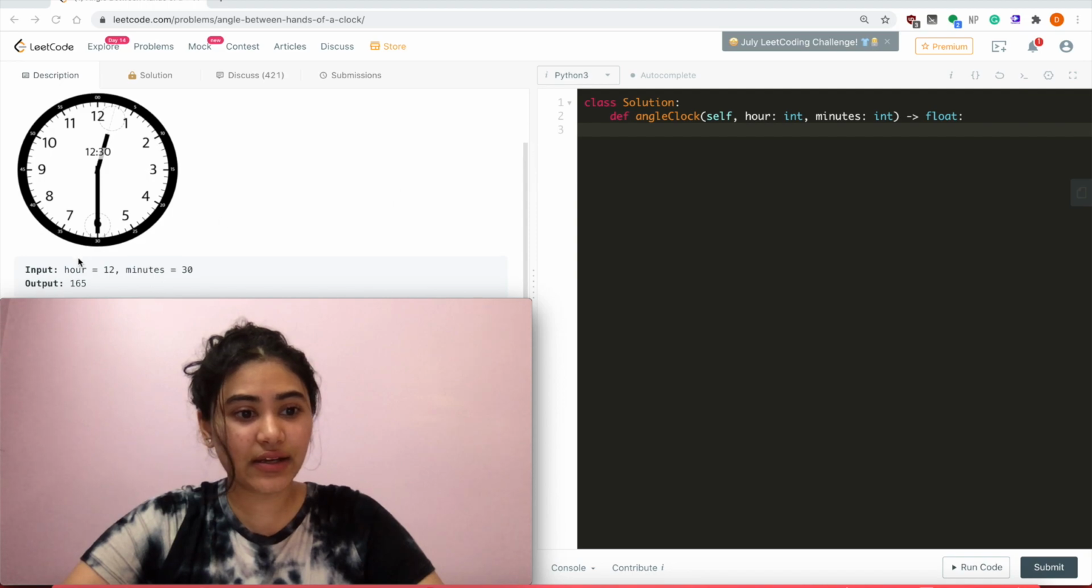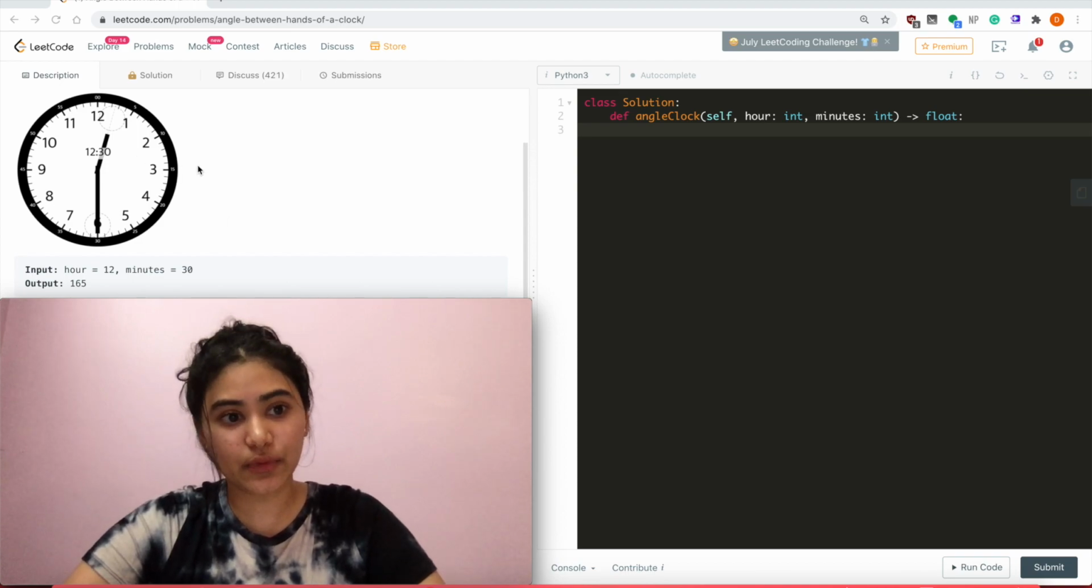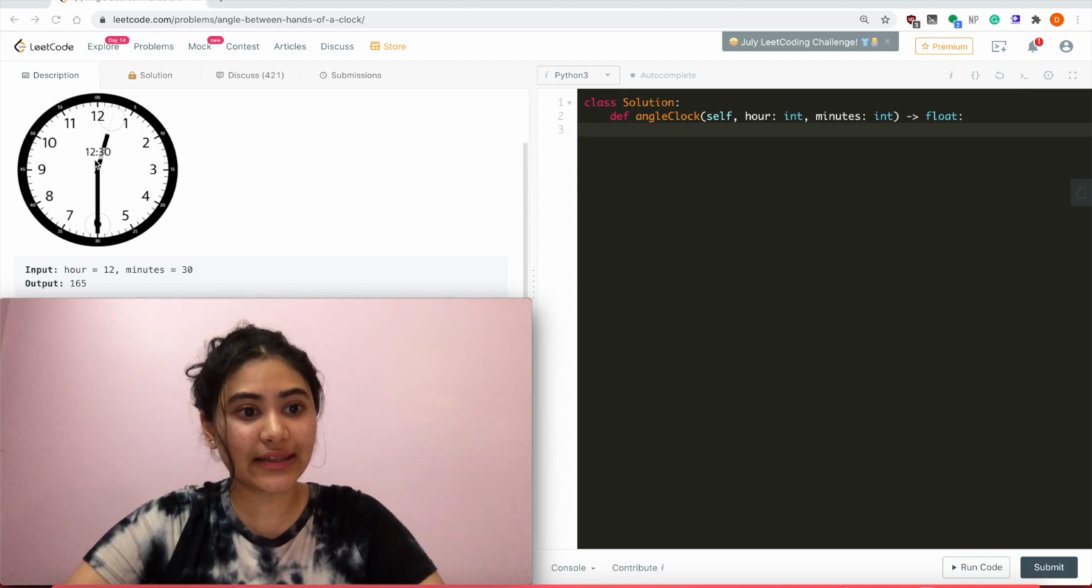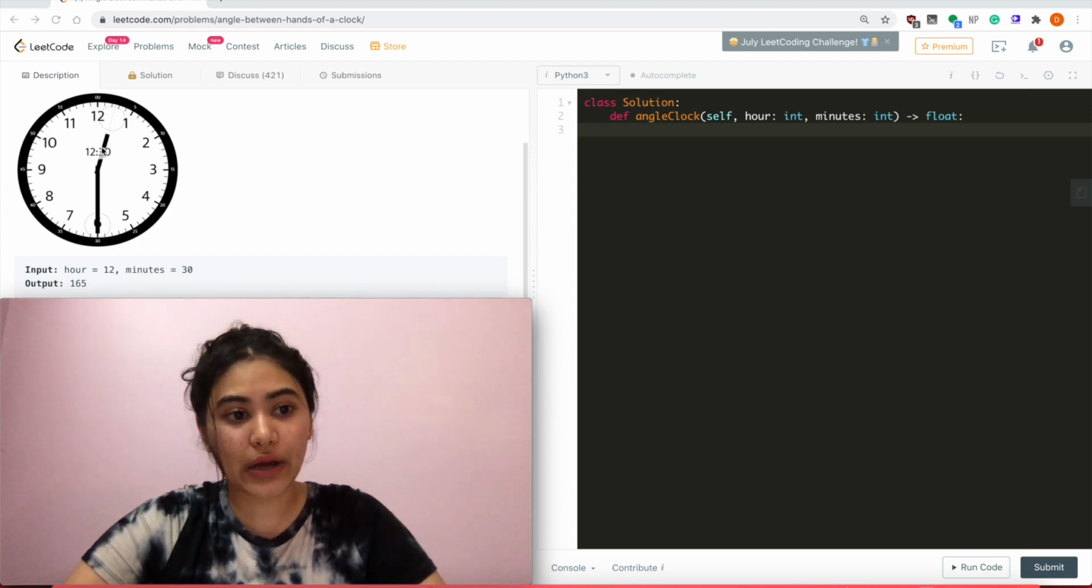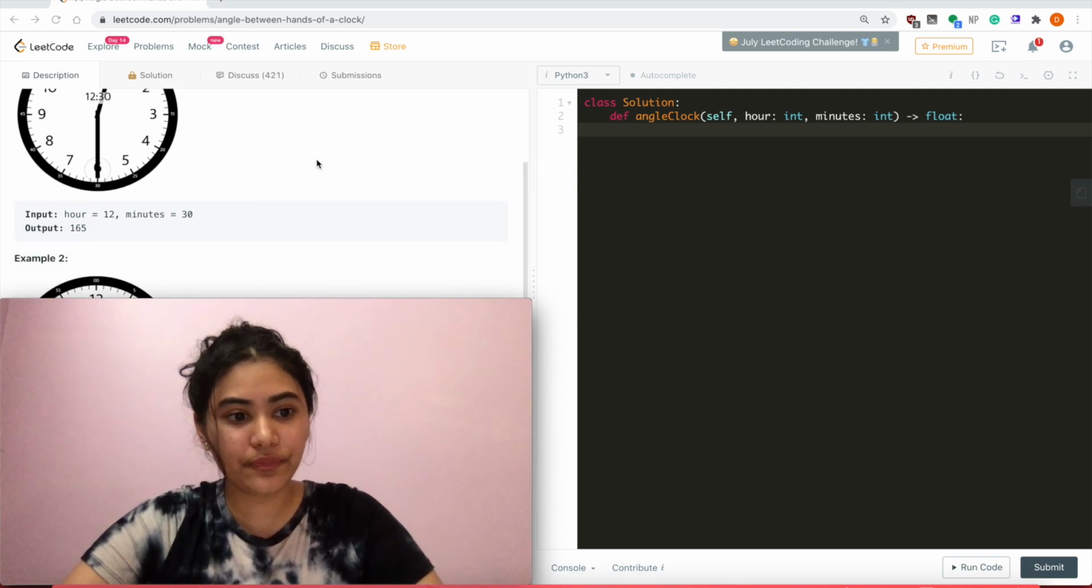Example, given hour 12 minutes 30, we output 165. And here there could be two possible angles, one between the minute hand and the hour hand, or since we know that there are 360 degrees in a circle, 360 degrees minus that. So if this is x, this angle between these two hands, we could also output 360 minus x, whichever one is the smaller of those two.